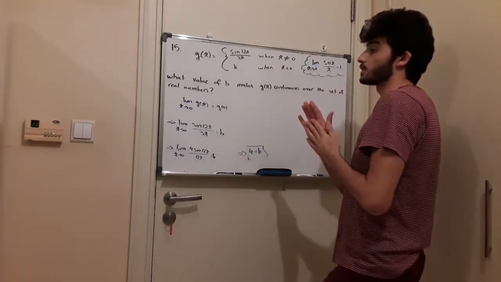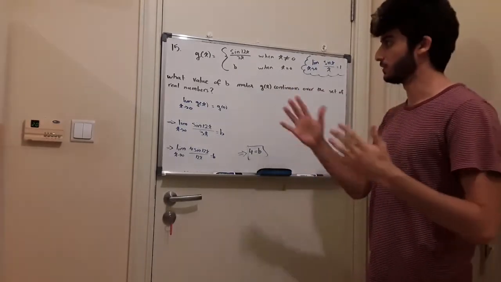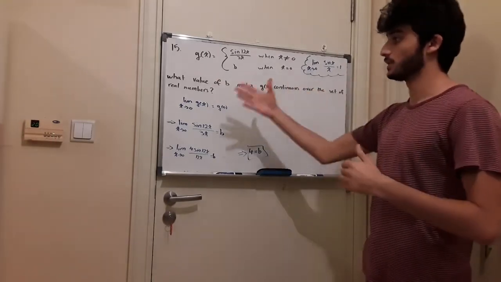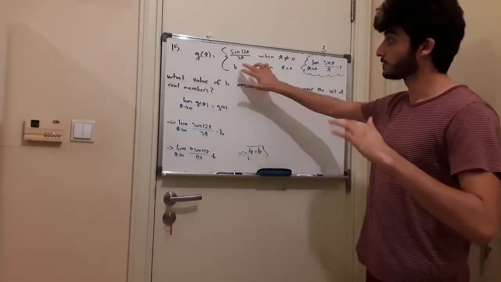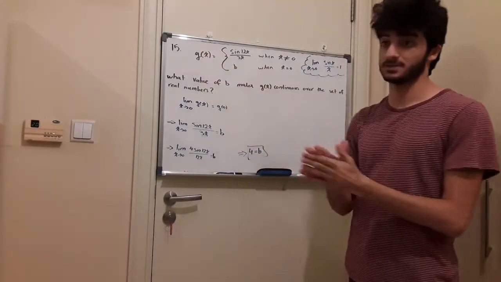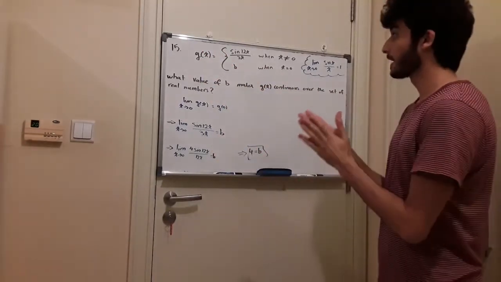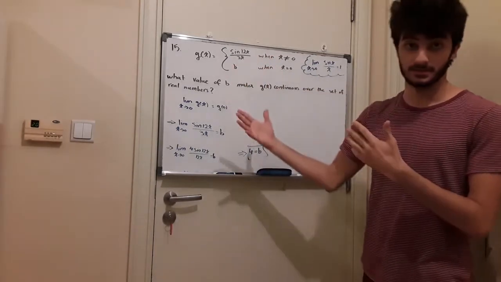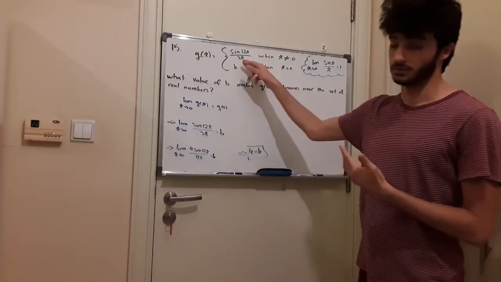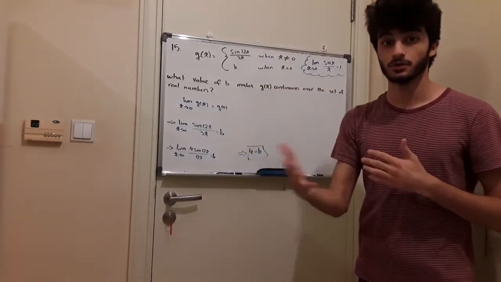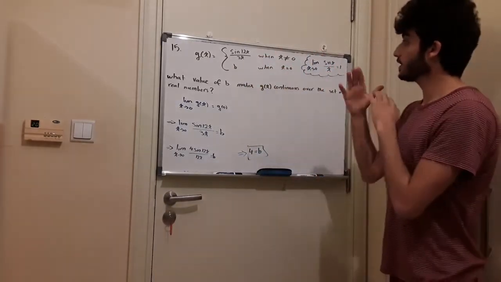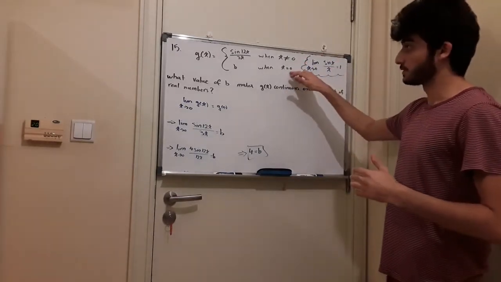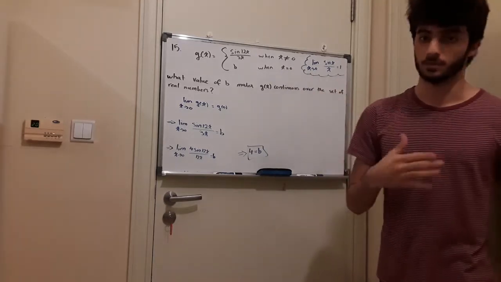Okay, so this question is almost the same as the previous question. They're asking what value of b makes g(x) continuous over the set of real numbers. So they want the value of b for which this function is going to be continuous at any point. If you look at this, the only problem that would make it discontinuous is if x is equal to 0, because then the denominator here would be equal to 0, and we can't have that. So we're just going to look at the continuity at x equal to 0 because we don't have any problem with any other point.